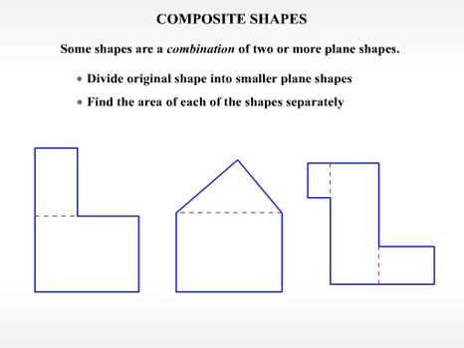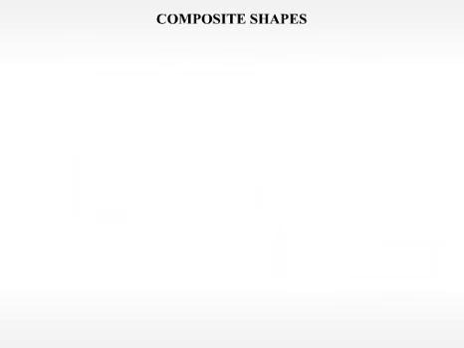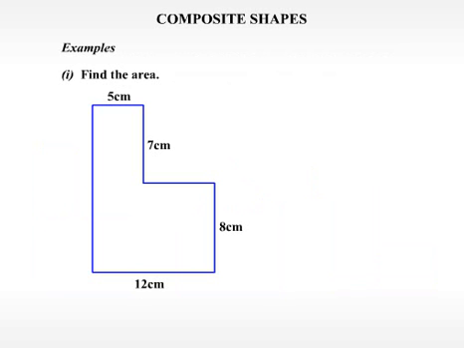Now let's see how we can apply that idea to some examples. We need to find the area of this shape firstly. Looks like an L shape again. Well, if we draw a line across there, we'll mark the top rectangle as A1, standing for Area 1, the bottom one A2, Area 2. And let's work out each of the separate areas.